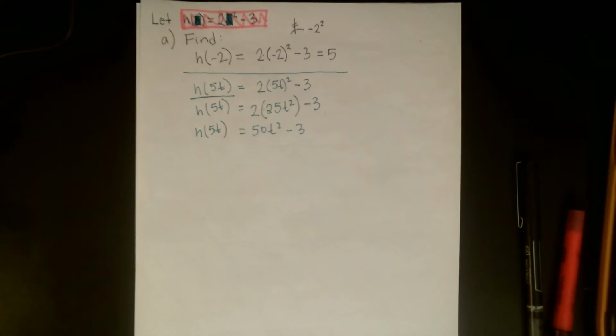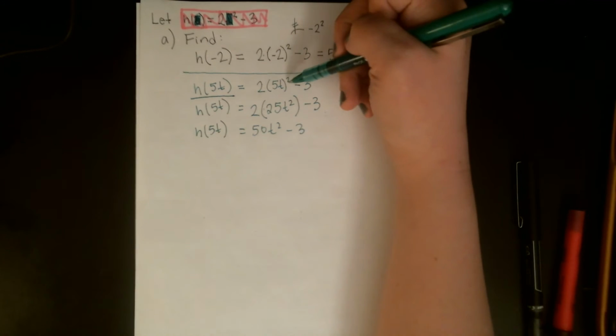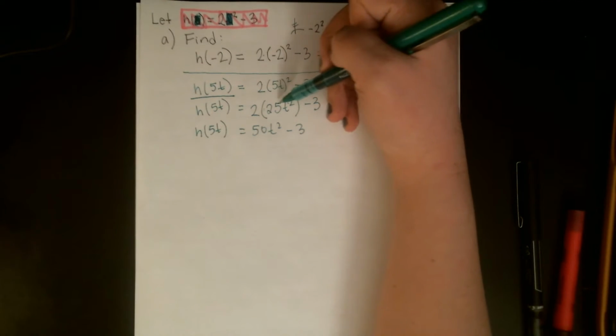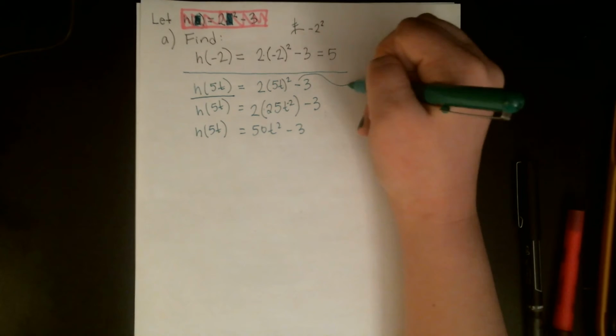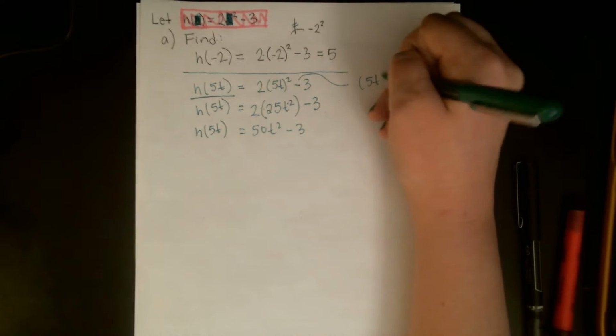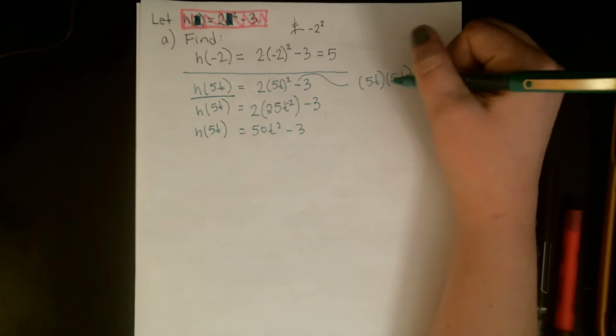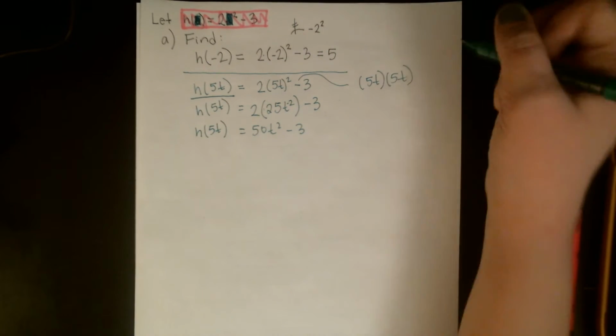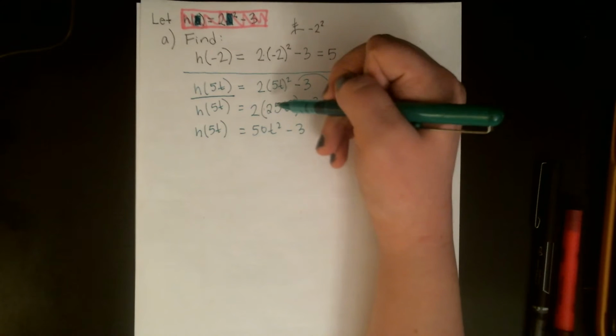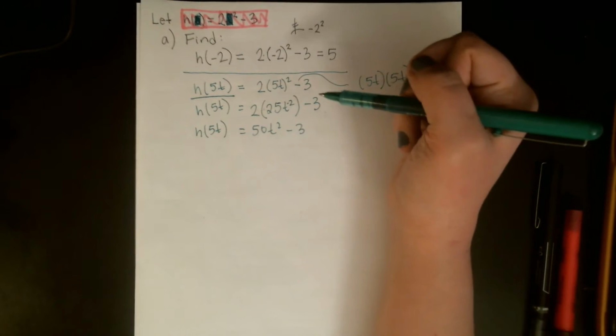I see a couple places to get some confusion about distributing. When I square both parts of this, I'm not using any distributive property. I'm just saying that 5t squared means multiply a 5t by a 5t, which will give me 25t squared. When I multiply that 25t squared by 2, I am also not distributing.